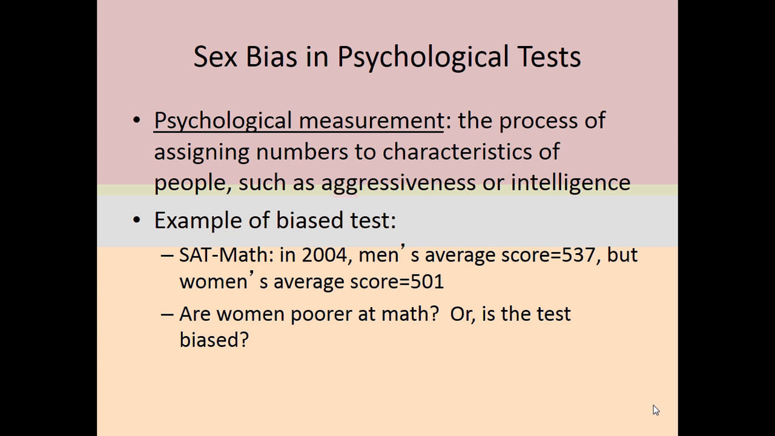Now, one of the things we find is that women tend to have higher scores in math in their classroom, higher grades in high school math classes, but they score lower on the SAT. So this could really point to the test itself being biased.